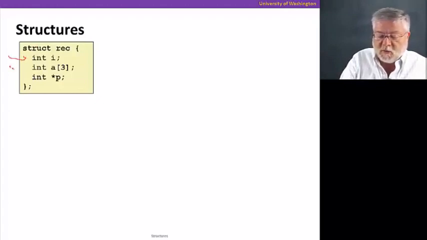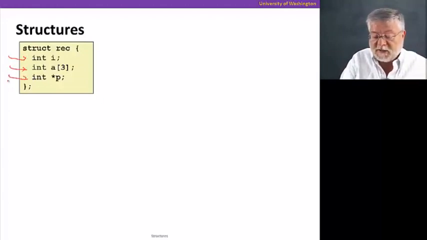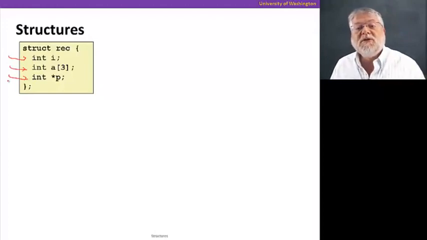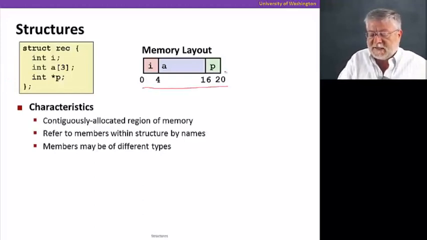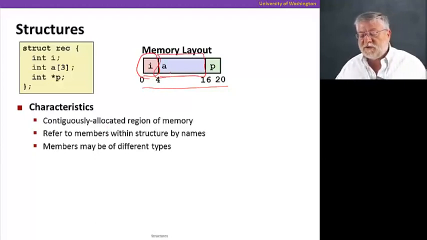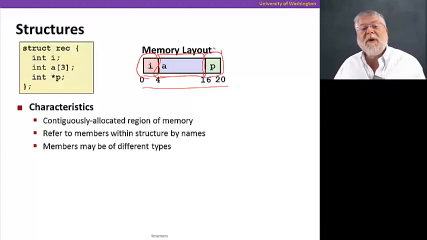One is an integer, one is an array of integers, in this case a 3-element array, and the other is a pointer to an integer. So those are 3 parts to that struct. In memory it's going to be laid out as a contiguous set of bytes for each of those parts. The first 4 bytes will of course be the integer I. The next 12 bytes will be the 3 integers of the array A, contiguously allocated. And then finally the last 4 bytes will be a pointer to an integer in a 32-bit architecture.